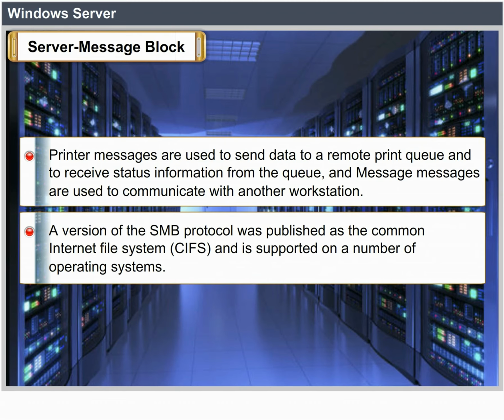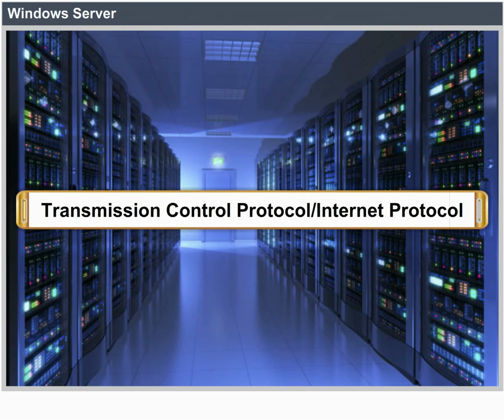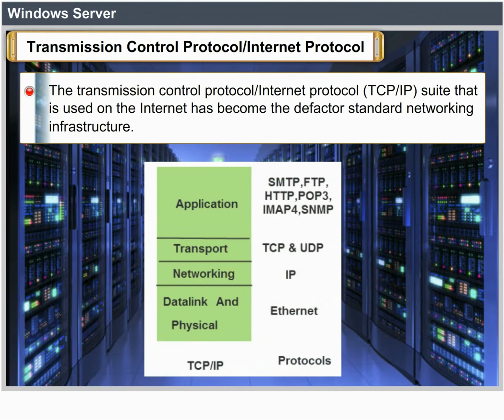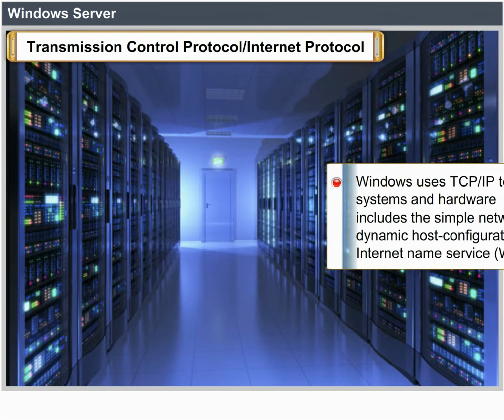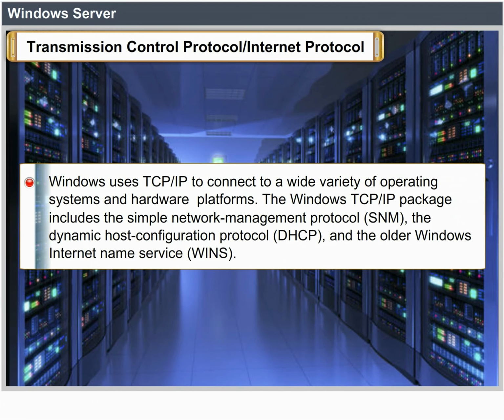Transmission Control Protocol, Internet Protocol. The Transmission Control Protocol, Internet Protocol, TCP/IP, suite that is used on the Internet has become the de facto standard networking infrastructure. Windows uses TCP/IP to connect to a wide variety of operating systems and hardware platforms. The Windows TCP/IP package includes the Simple Network Management Protocol, SNMP, the Dynamic Host Configuration Protocol, DHCP, and the older Windows Internet Name Service, WINS.